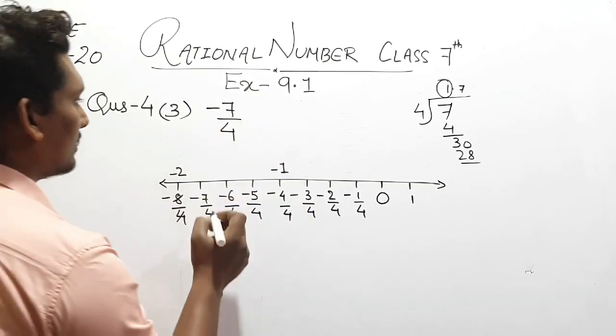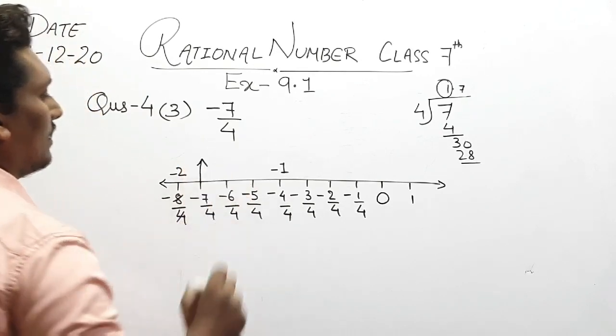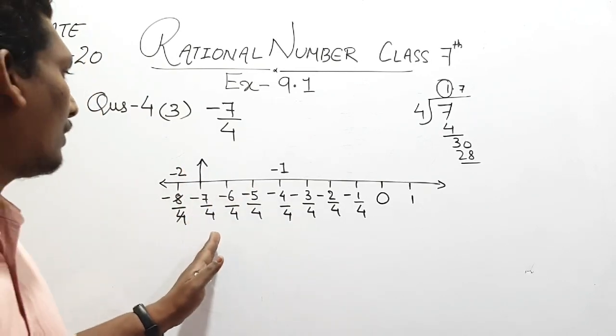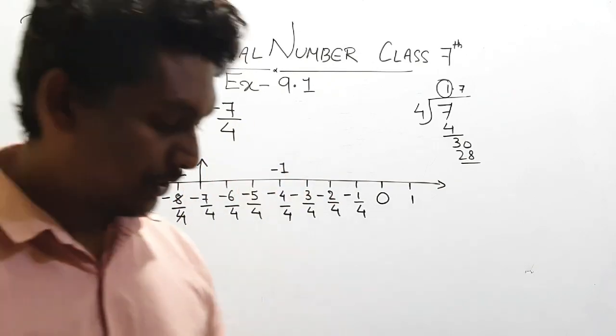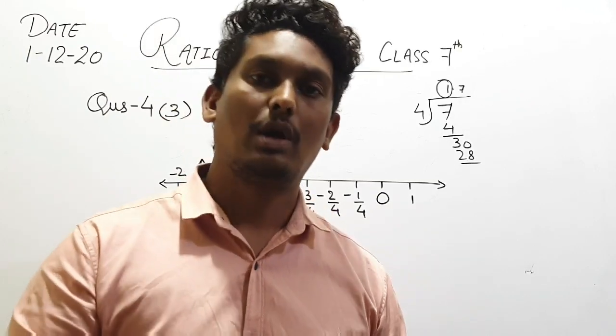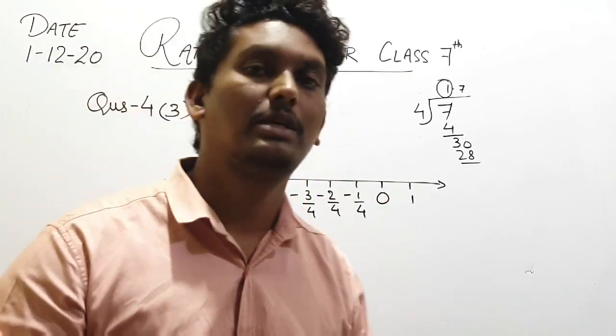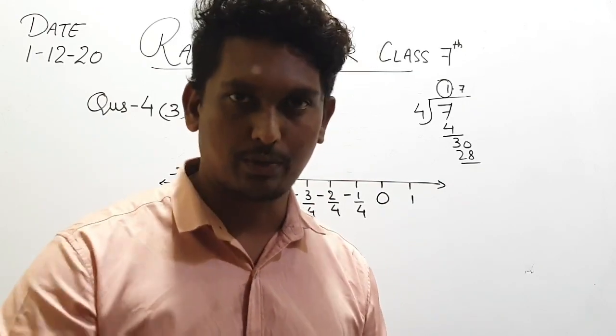So here the question is minus 7 by 4. So this is the point. Minus 7 by 4 lies between minus 1 and minus 2. So the steps I have given in the previous question, you have to write the same steps here also, just change the number. Okay, hope it is clear to you. Just go through it.